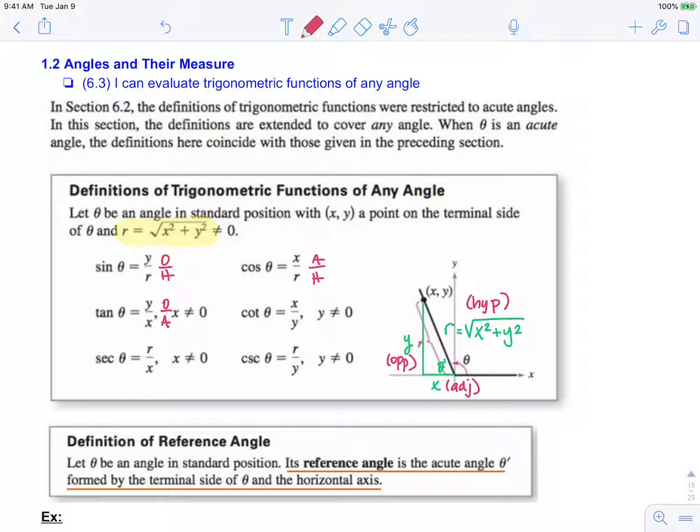Cotangent is the reciprocal of tangent, adjacent over opposite. Secant is hypotenuse over adjacent. And cosecant is hypotenuse over opposite. So now we can use our reference angles to find the trig functions of any angle in standard position.